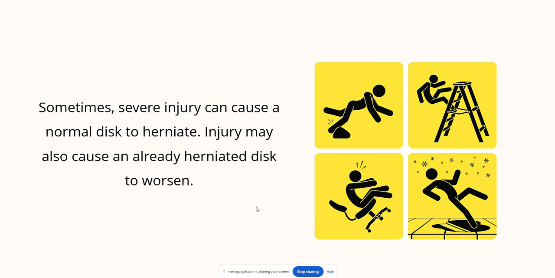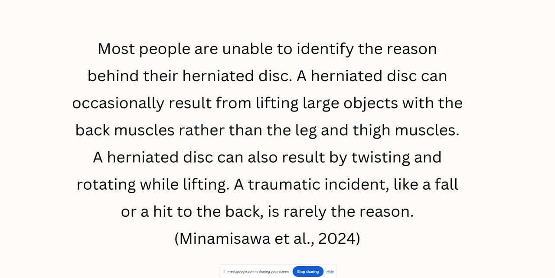Sometimes severe injury can cause a normal disc to herniate. Injury may also cause an already herniated disc to worsen. Most people are unable to identify the reason behind their herniated disc. A herniated disc can occasionally result from lifting large objects with the back muscles rather than the leg and thigh muscles. A herniated disc can also result from twisting and rotating while lifting. A traumatic incident like a fall or a hit to the back is rarely the reason.